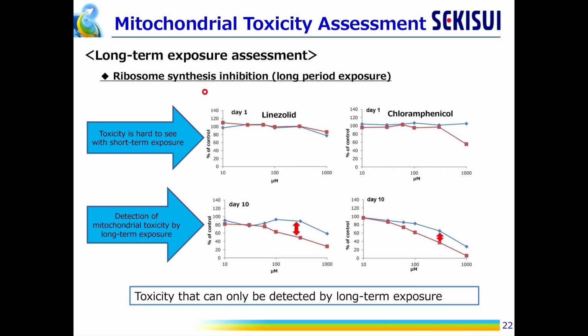This slide shows results of long-term exposure. In this study, we used linezolid and chloramphenicol, and ATP measurement was conducted at 1 day and 10 days. Upper graphs are 1-day exposure to these compounds, and the bottom ones are 10-day exposure. The toxicity difference of these compounds is difficult to see at 1 day. However, the difference is clearly observed at 10 days exposure.